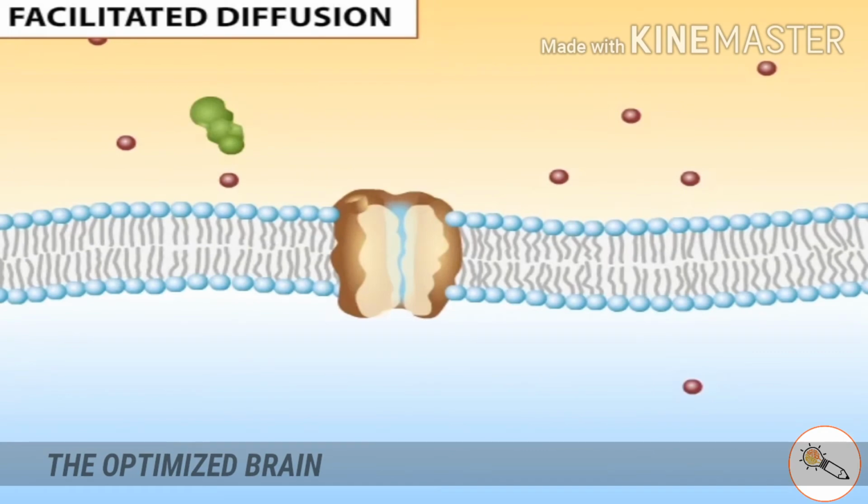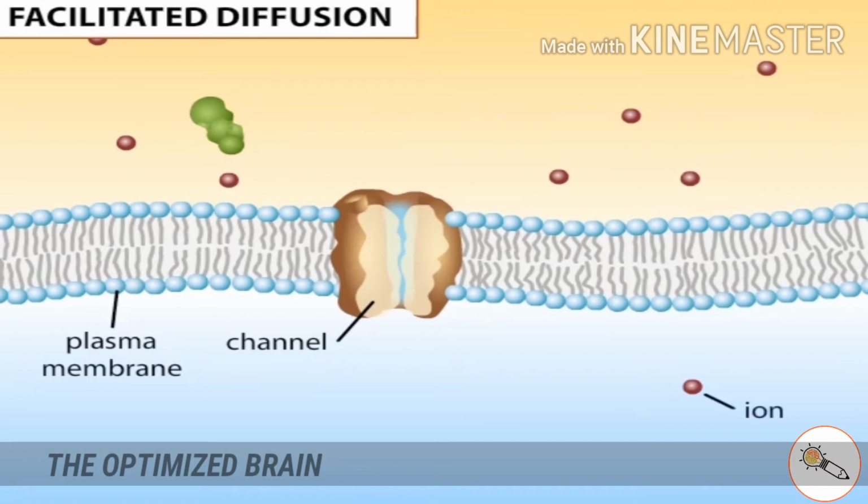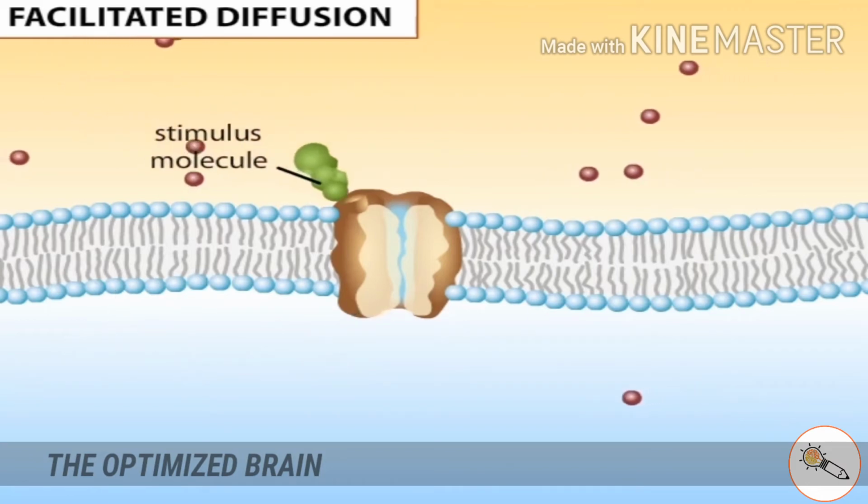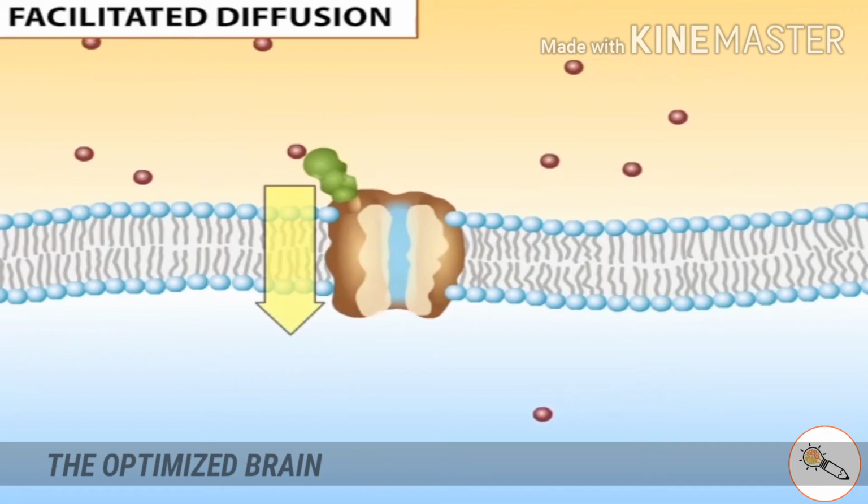Some membrane proteins form channels that allow polar or charged substances to cross the membrane. In this example of facilitated diffusion, a channel allows specific ions to pass. These ion channels are gated and open and close by a variety of mechanisms. Here, a stimulus molecule causes the channel to open.